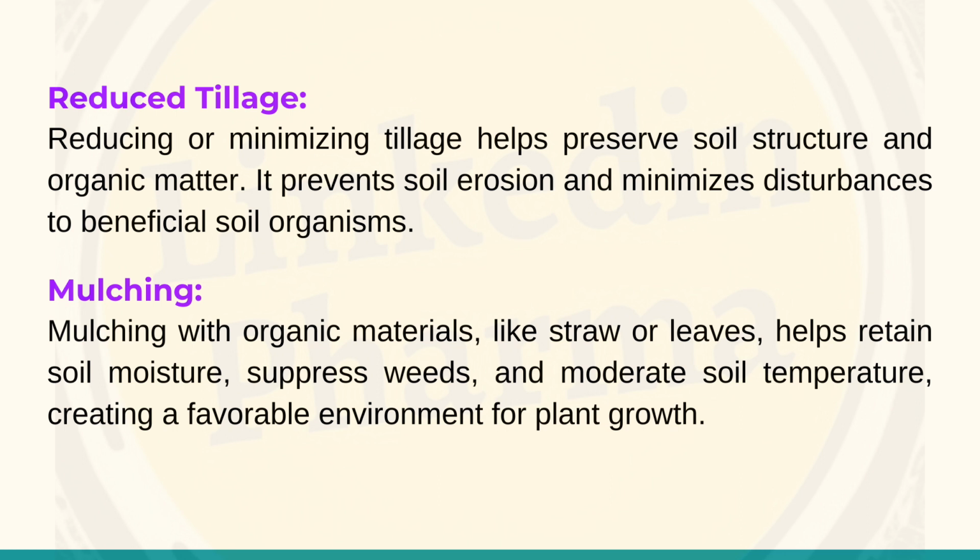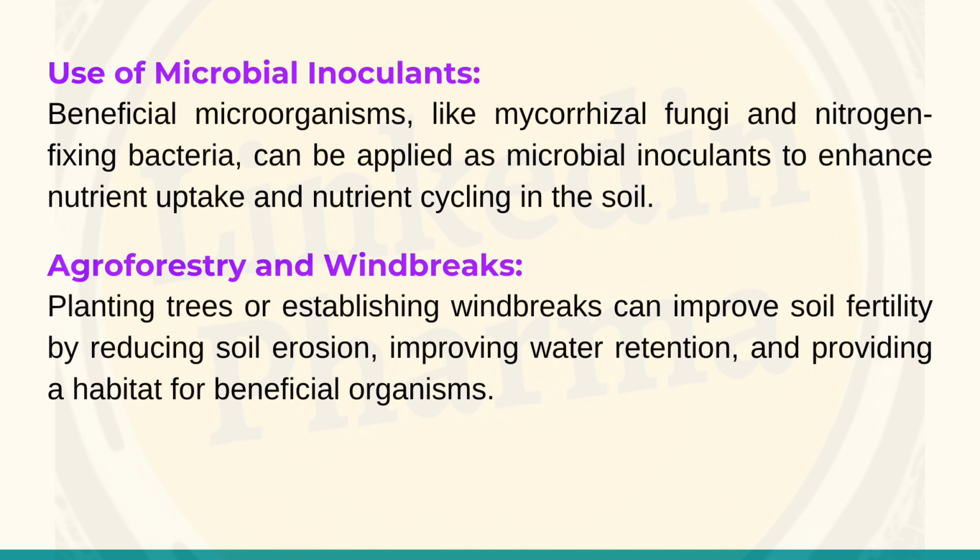Mulching. Mulching with organic materials, like straw or leaves, helps retain soil moisture, suppress weeds, and moderate soil temperature, creating a favorable environment for plant growth. Use of microbial inoculants. Beneficial microorganisms, like mycorrhizal fungi and nitrogen-fixing bacteria, can be applied as microbial inoculants to enhance nutrient uptake and nutrient cycling in the soil.